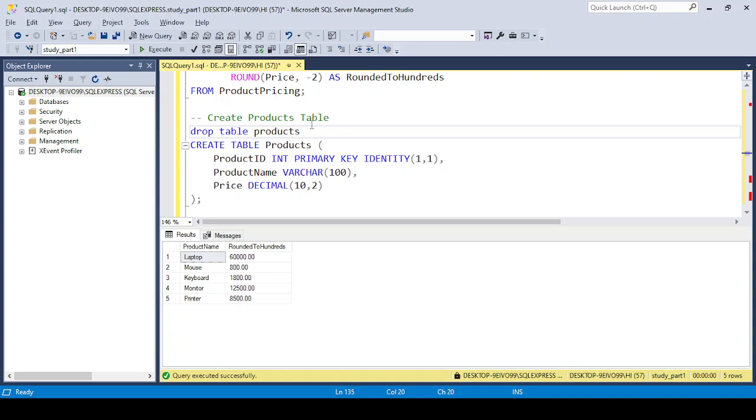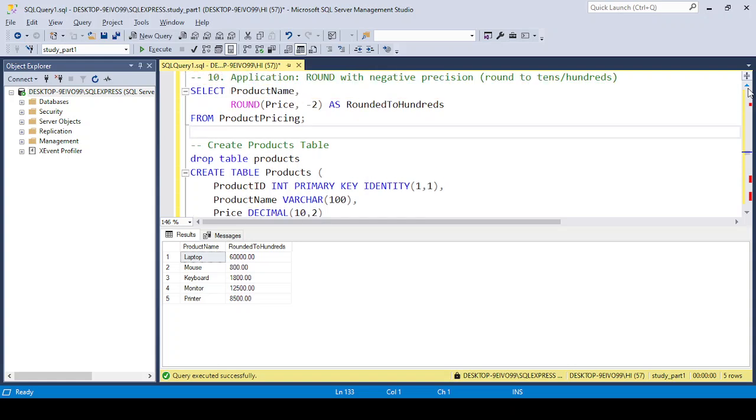So these are various numeric functions and application of those on some domain.